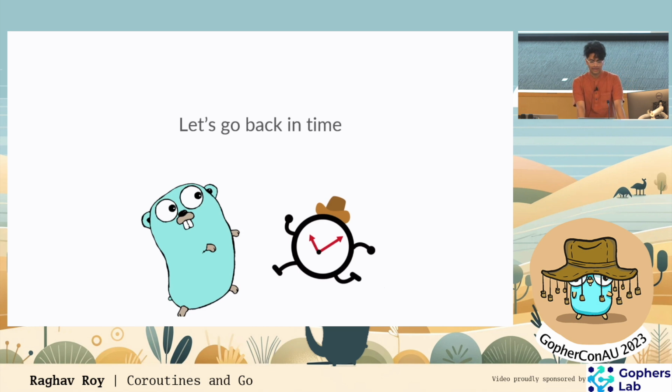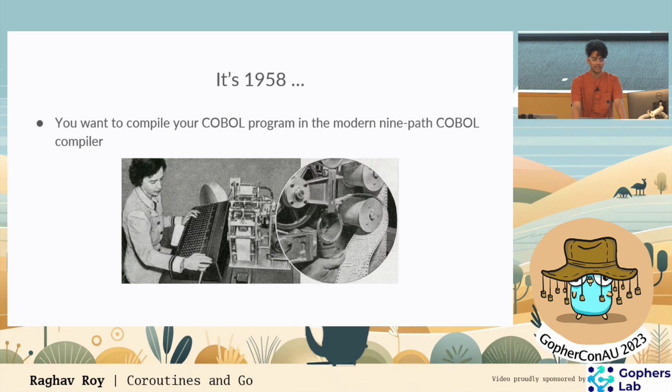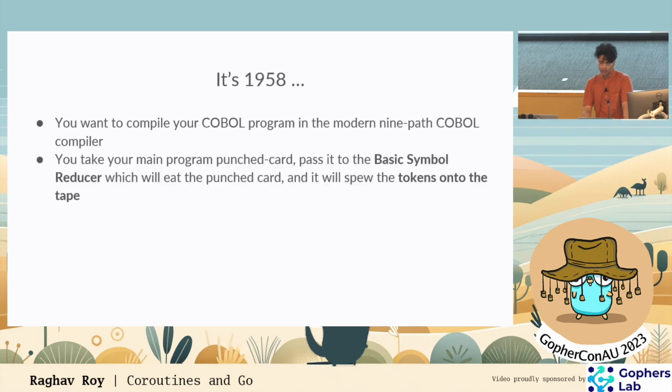So yeah, let's go back in time. It's 1958, and you want to compile your COBOL program in the modern 9-pass COBOL compiler. That's Grace Hopper, by the way. It was her birthday recently, so it made sense to add her picture there. And also, she's one of the co-developers of COBOL. So you want to take a main program which actually has physical punched cards, and you want to pass it to your basic symbol reducer, which will eat these punched cards and spew out the tokens onto the tape.